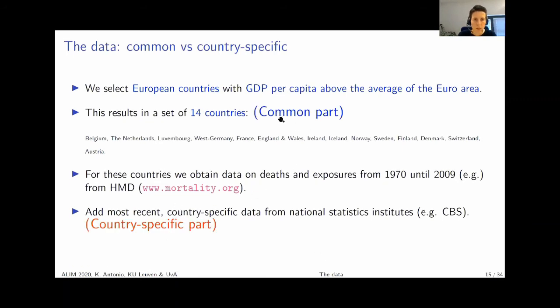So here the 14 countries will be used to calibrate the Lee-Carter model printed in blue on my previous sheet. So this will be used to calibrate the common part of my mortality forecasting model. And then of course the country-specific data will be used to estimate the parameters in red, to estimate the country-specific Lee-Carter model and parameters. That's the idea.